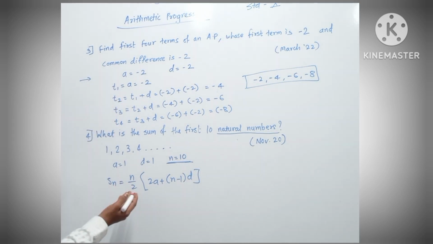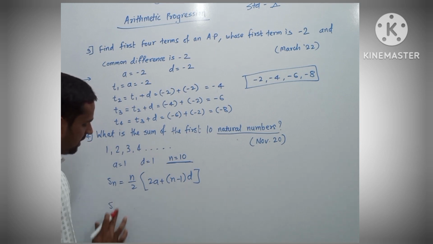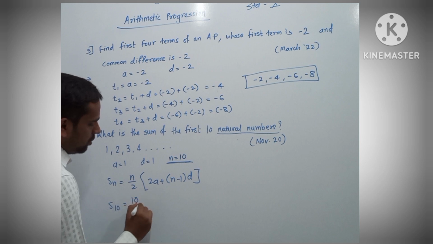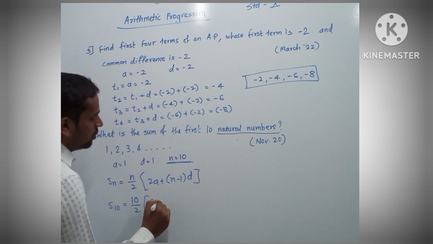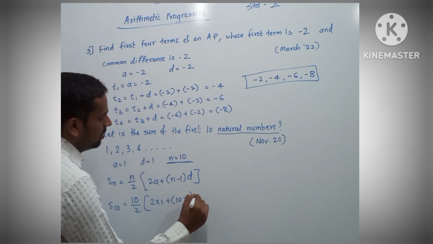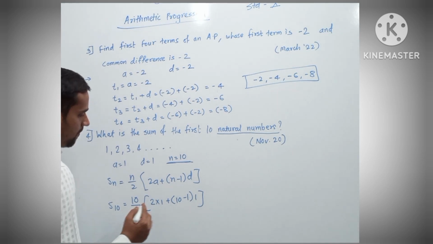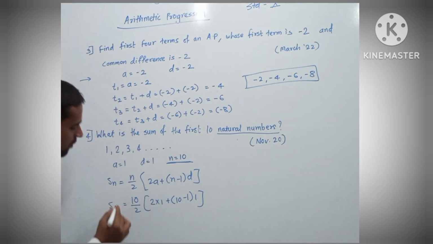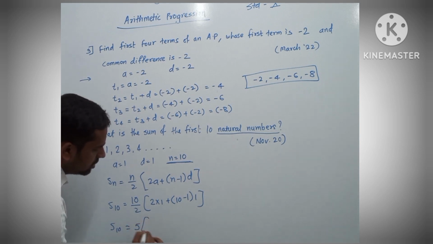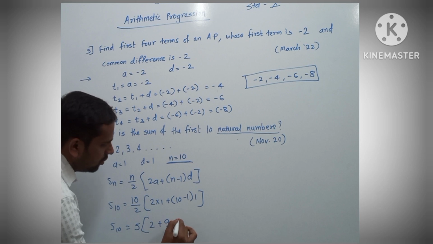You can use this formula for solving this. So Sn is, S10, 10 natural numbers. n is equal to 10 upon 2. Then 2 into a, which is 1, plus n, 10, minus 1, d is also 1. We have substituted these values in this formula. So S10 is equal to what? 10 upon 2, 5. 2 ones are 2 plus 10 minus 1, 9 into 1.